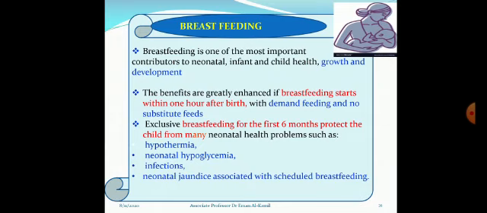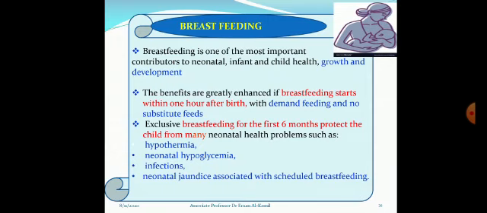It should be with demand feeding and no substitute feeds, only breastfeeding without adding other feeds. It should be exclusive breastfeeding for at least the first 6 months, to ensure that the baby has adequate nutrients and adequate immunity. After that, they should add what is called weaning food or supplementary food. Exclusive feeding applies if the mother has sufficient breast milk.